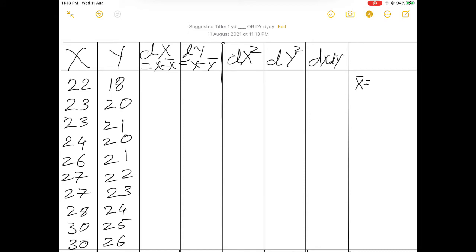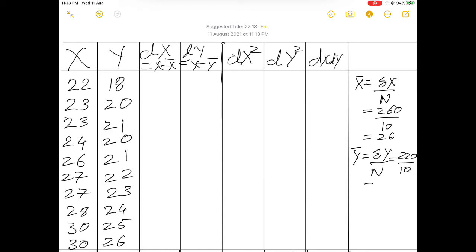So let's calculate the mean for x bar. This is the average age of the husband. So average age of husbands is equal to sigma x by n, that means 260 by 10, which is equal to 26. Now similarly, we'll calculate y bar, or mean of y, sigma y by n. Sigma y we have already calculated as 220, so this will be 220 by 10 is equal to 22. Now that we have the means of x and y, we can use it to calculate the deviations, dx and dy. Dx is equal to x minus x bar and dy is equal to y minus y bar.